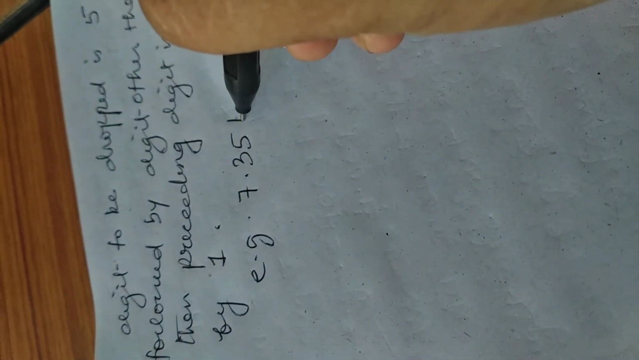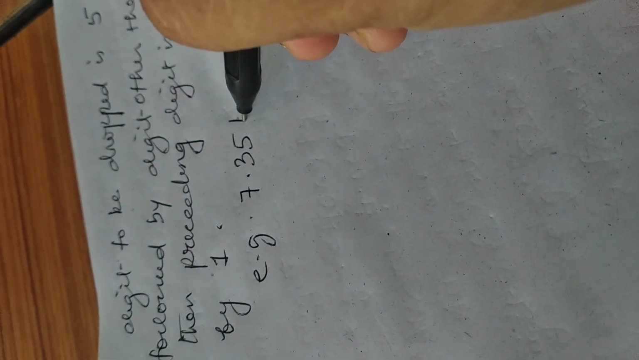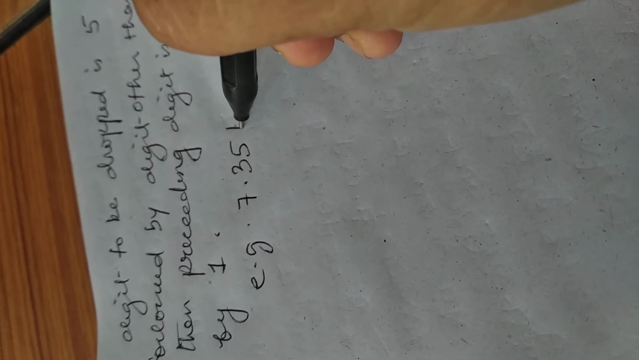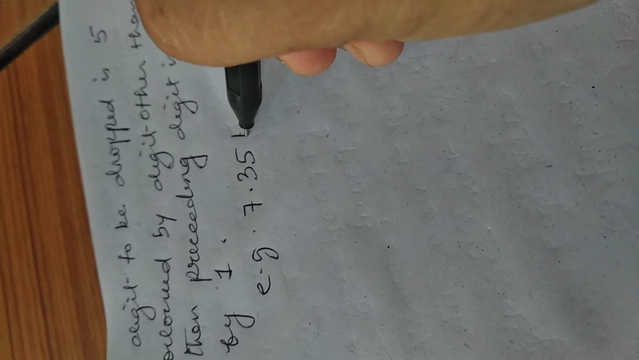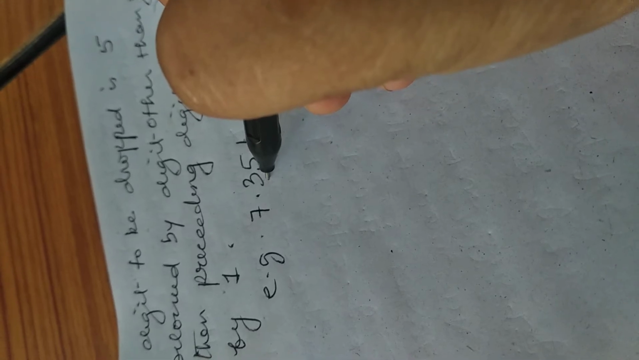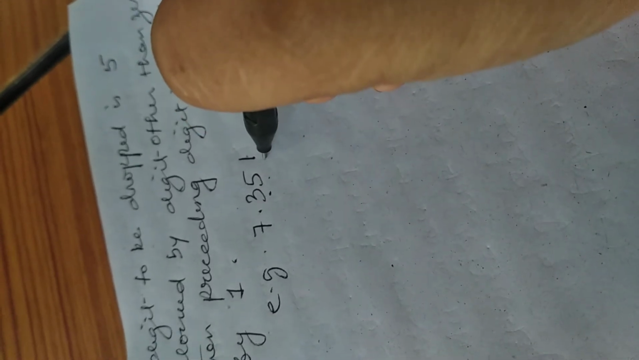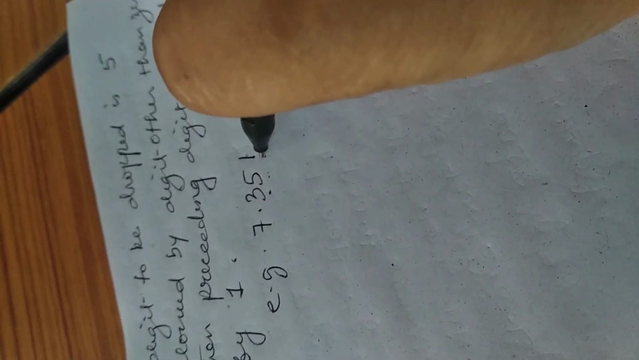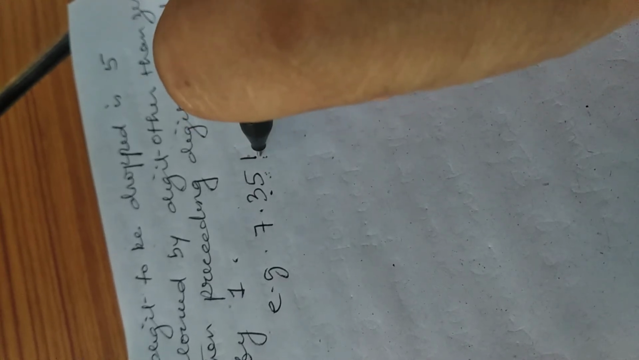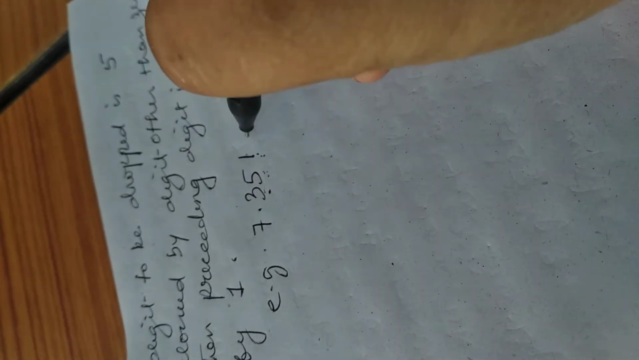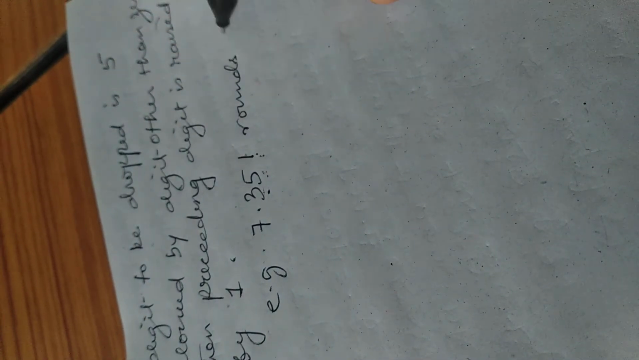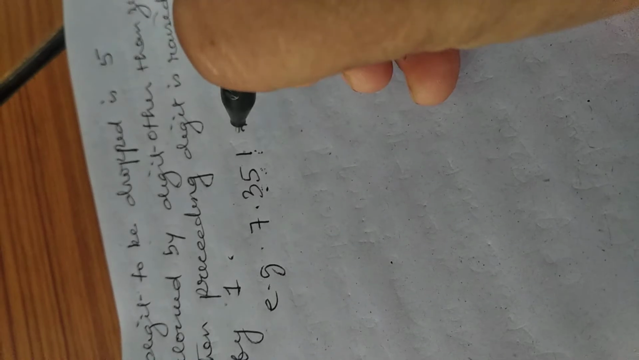So example, 7.351. The digit to be dropped is 5, followed by a digit other than 0. The next number after 5 is 1, so it is not 0. Then the preceding number will be increased by 1, and it rounds off to 7.4.